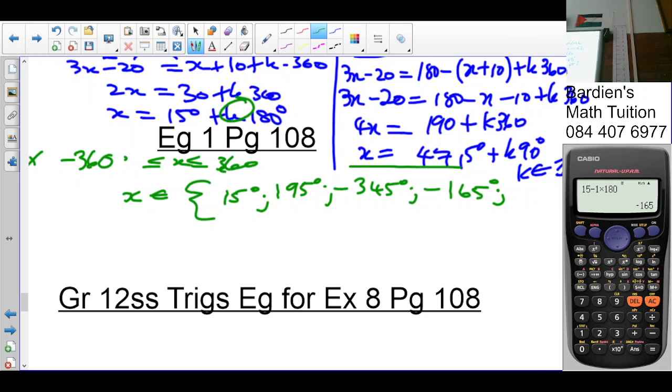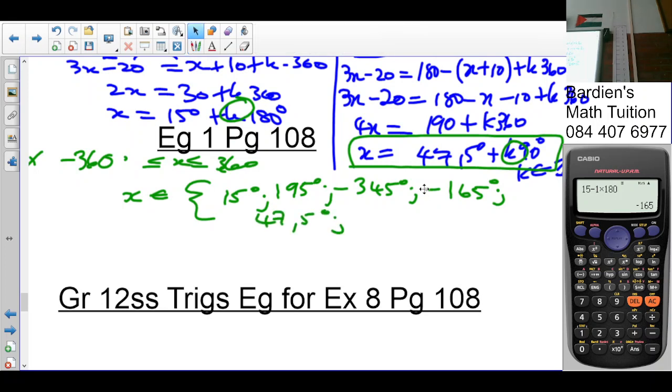Now we go with the other branch. We start with k equal to 0. If k is 0, I get 47.5 degrees. If k is 1, it's 47.5 plus 90, which gives 137.5. There are just going to be a few solutions there. It's okay to try 2 now.